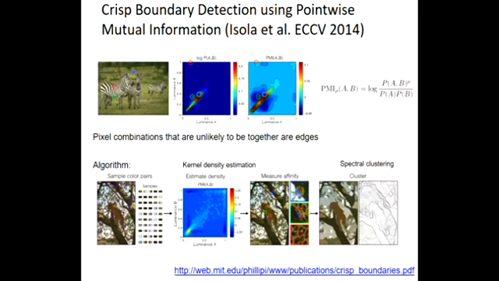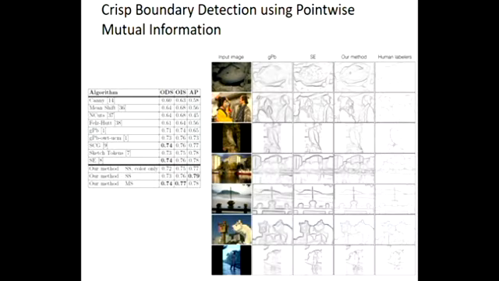But I just like this because it has a very simple intuition that if you see a particular pair of pixels very often, it's probably not an edge. But if you see a pair of pixels that don't occur near each other very often, then it probably is an edge. And this method generates very good results, on the same quality of results as structured edge prediction.